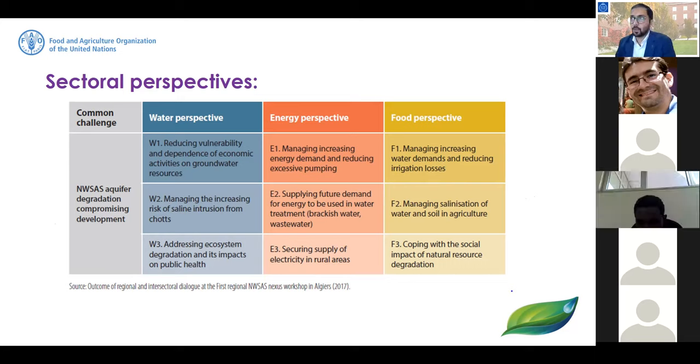From the food perspective, the challenge is managing the increasing water demands and reducing irrigation losses, knowing that 70% of the irrigation techniques still rely on surface irrigation, and the contribution of drip irrigation is very limited in the region.